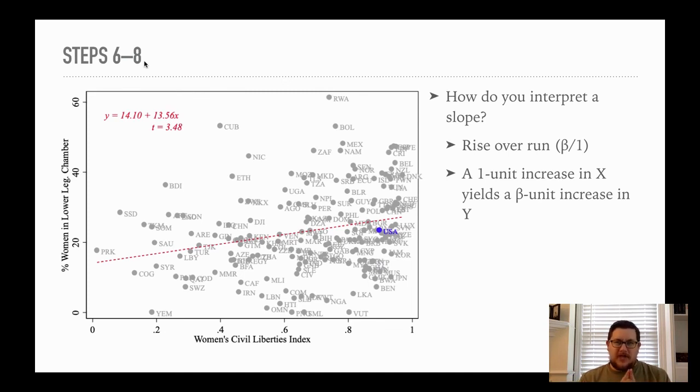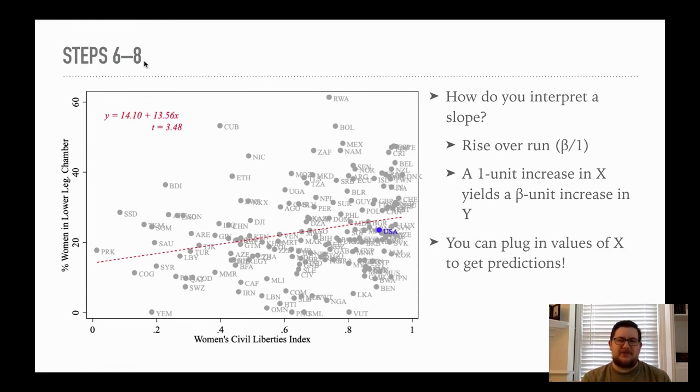A 1 unit increase in x yields a beta unit increase in y. So going from 0 to 1 on the Women's Civil Liberties Index should increase women's representation by about 13.5 percentage points. Okay? And in fact, that's the difference between this lowest point on the line and this highest point on the line. That difference is 13.56. Okay? Because we've increased by 1. Okay. Now, if this went from 0 to 10, all right, then of course you could see 135.6 unit increase in y, which would be weird because it's a percentage. You can only go from 0 to 100. Okay.